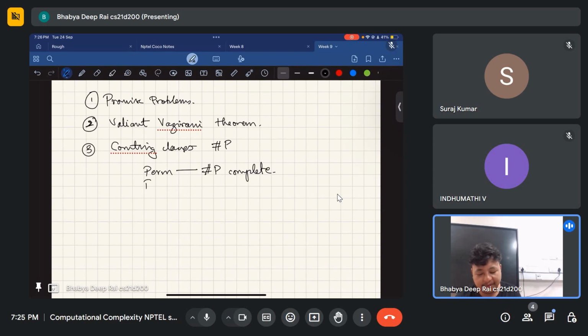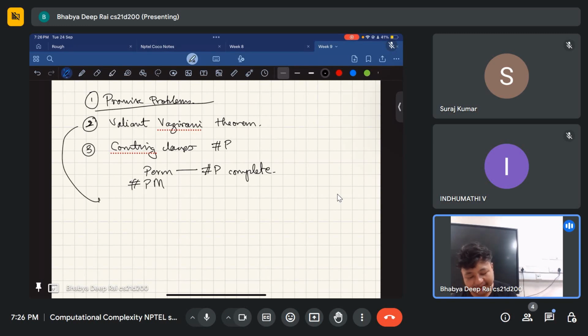And also that the number of perfect matchings is sharp P complete. I don't have particular exercises that I can show you, but I'll do a bit of theory and a bit more in depth.